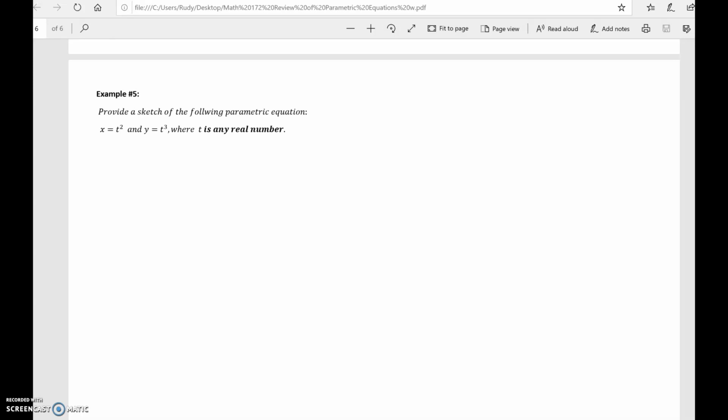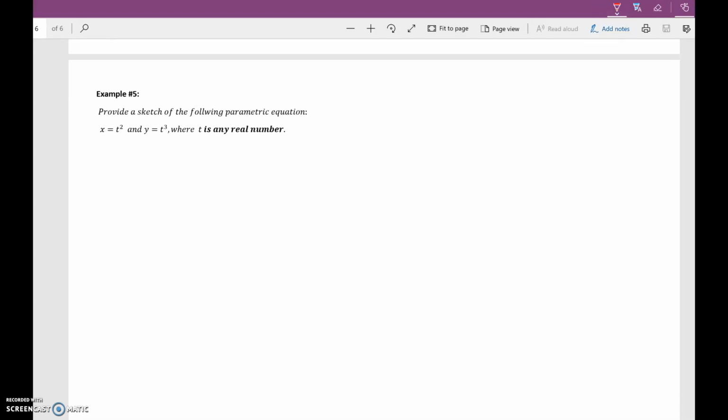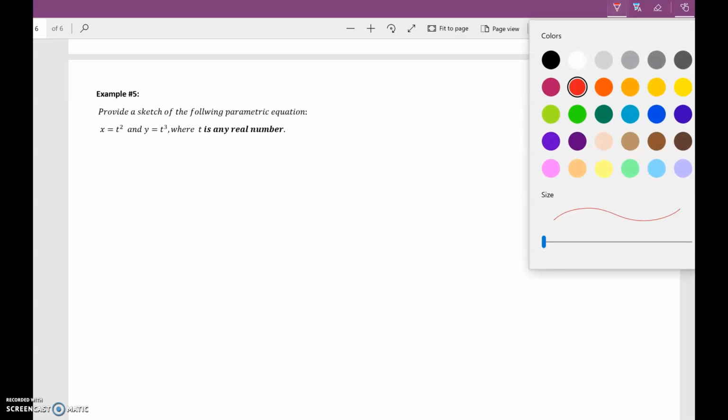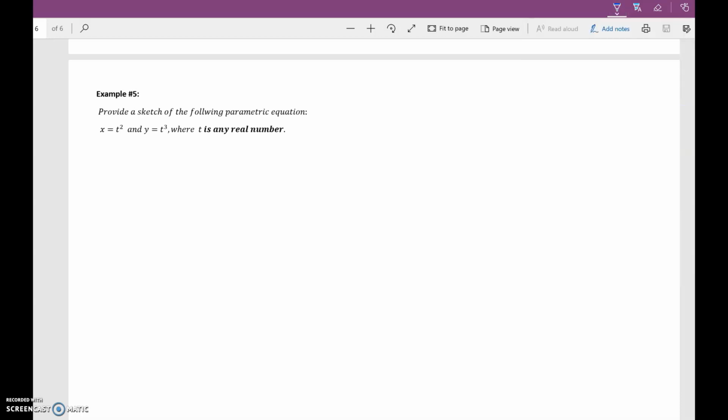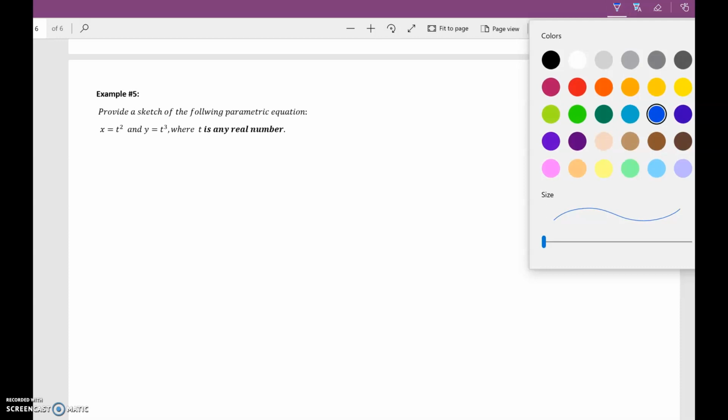Let's take a look at example 5. Now, example 5 only wants a sketch, so they don't want us to eliminate the parameter. Some of the problems, it could be really messy to eliminate the parameter, or if you eliminate the parameter, you may not get all the values that the actual parametric equation is intended for, especially if they're not defined as functions. So in this case, we're just providing a sketch.